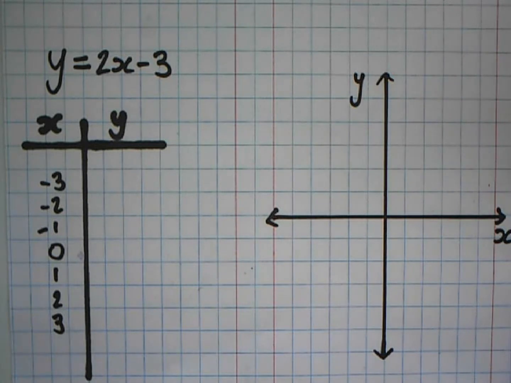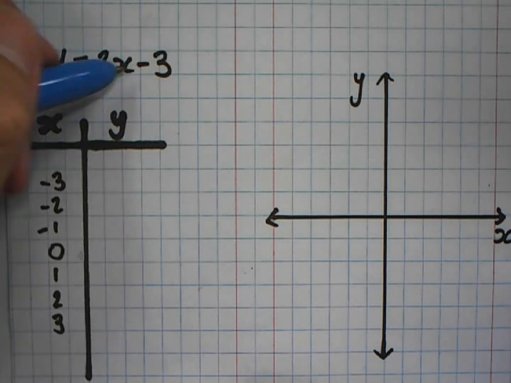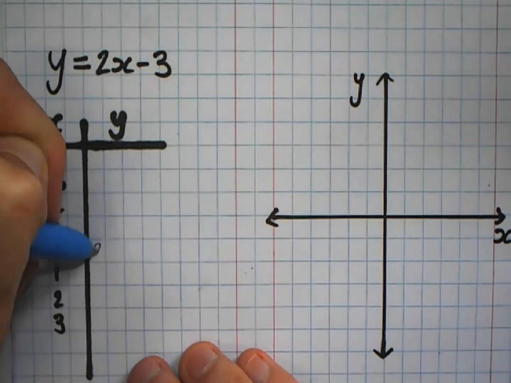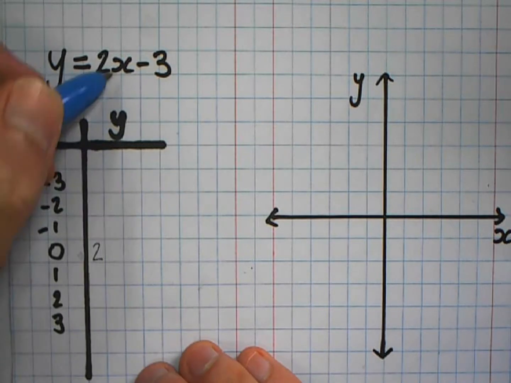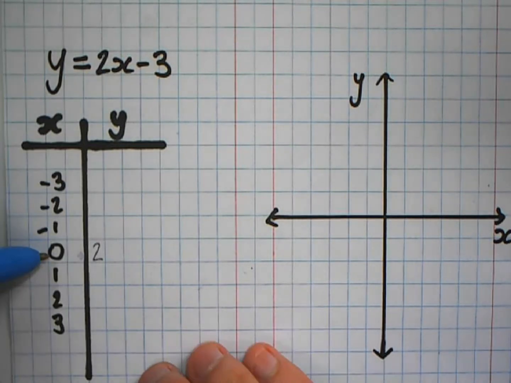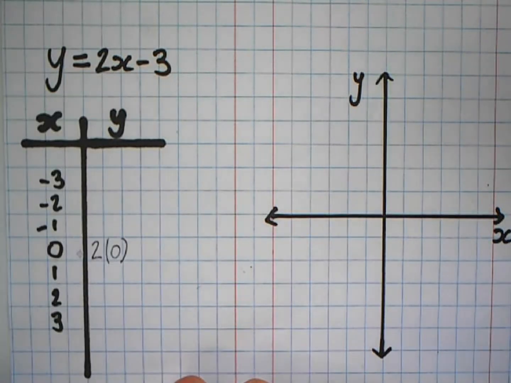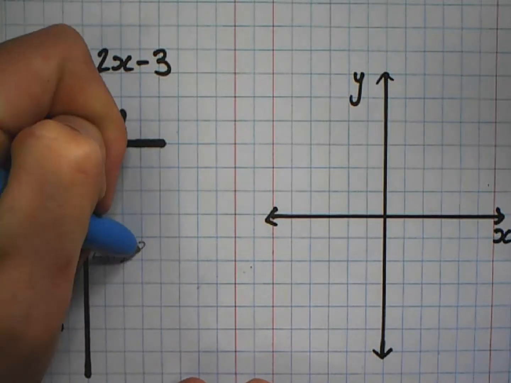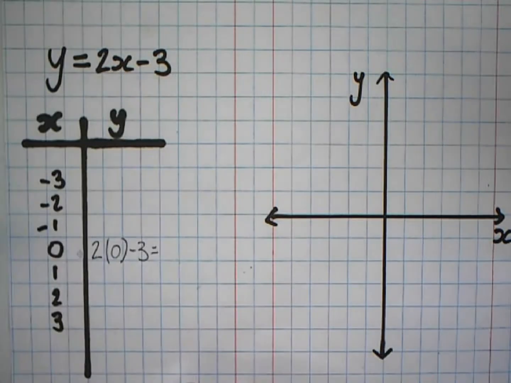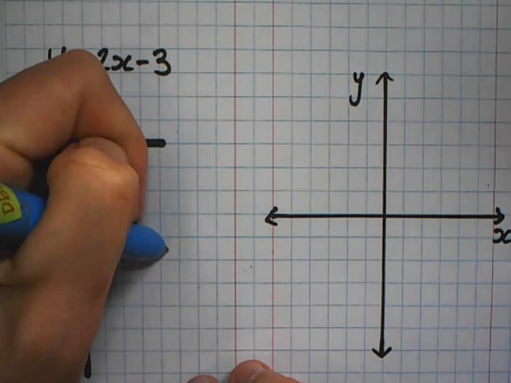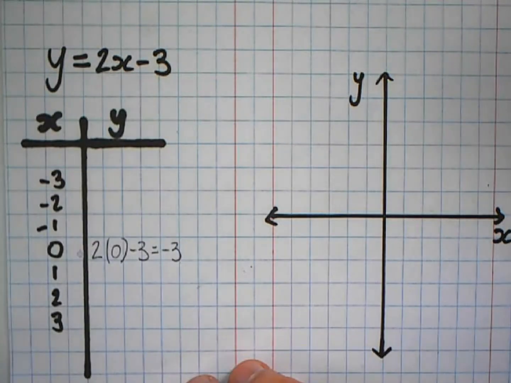So when we substitute into our equation, y is the same as 2x minus 3. Now every time, instead of writing x, I'm going to replace it with the number that's in the x column. So that is going to be 0. Okay, so 2 times 0, and we know that 2 times 0 is 0, and 0 minus 3 is -3.